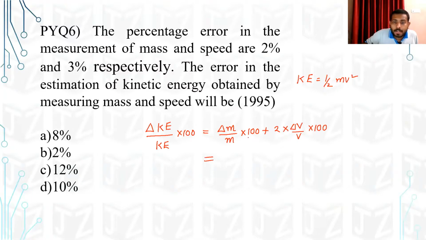This delta m by m, that is the percentage in mass, is given as 2%. Then the percentage error in velocity is given as 3%, therefore 3. Therefore 2 plus 6, that is 8%. 8% will be the answer.